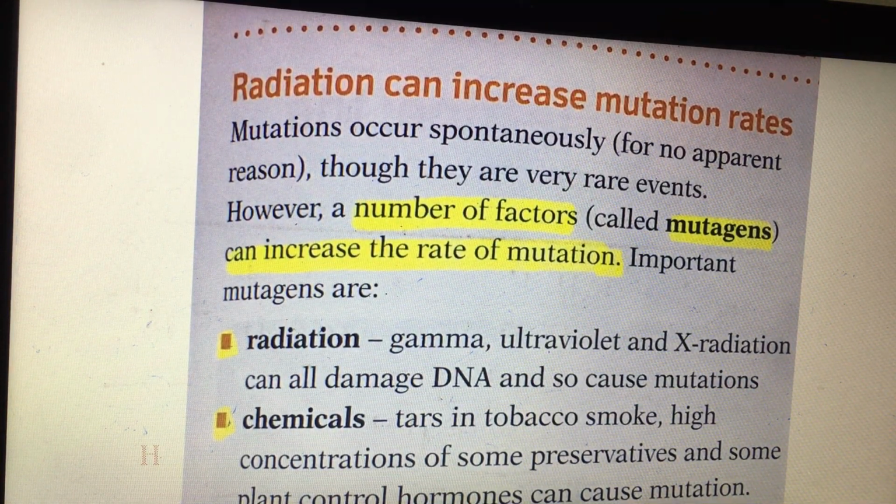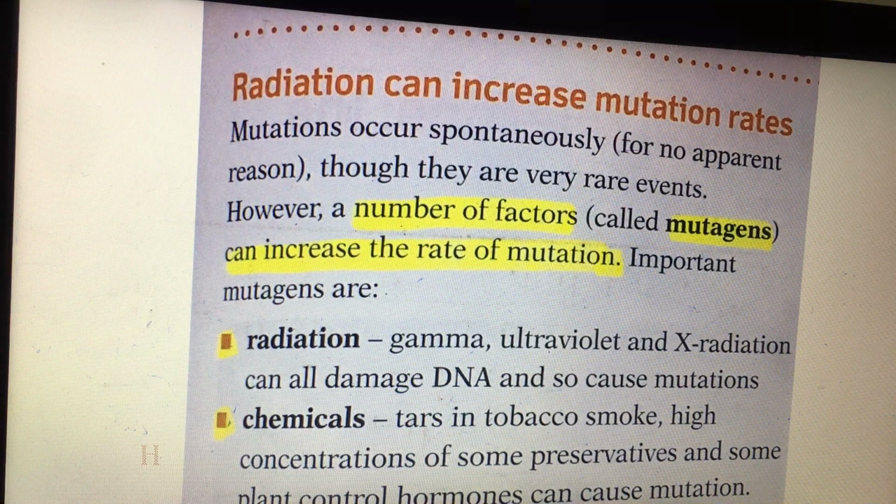Chemicals like tars, which are found in tobacco smoke, also help to damage the DNA, and also high concentrations of some preservatives, like we find in food to preserve the food. So those chemicals or substances can damage DNA to cause mutation.